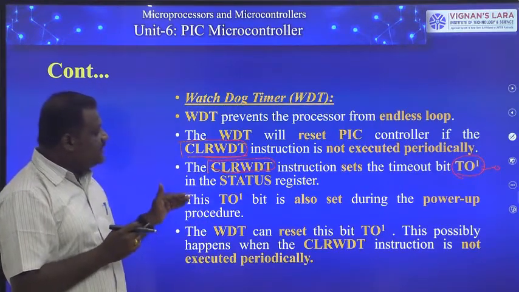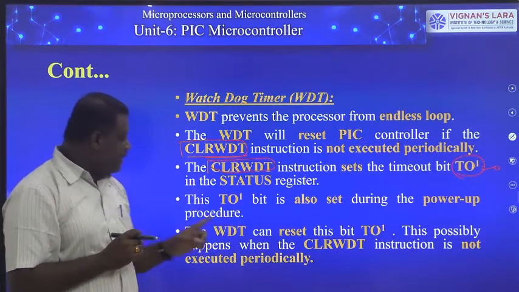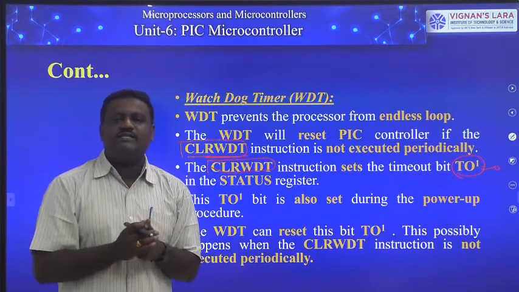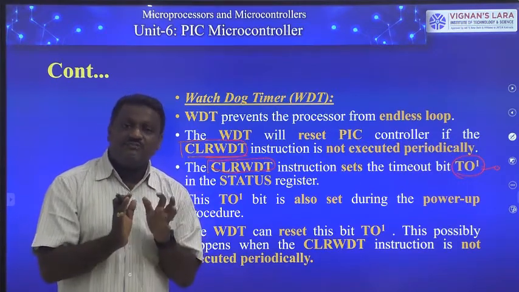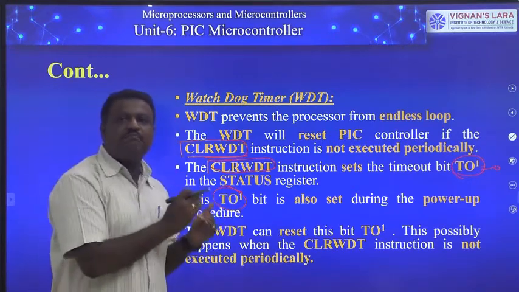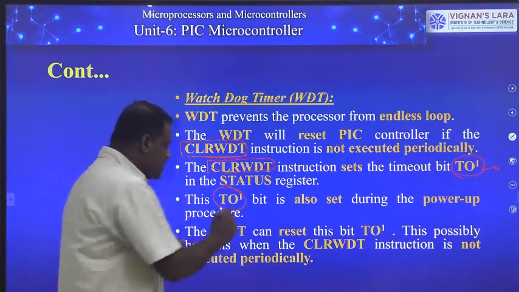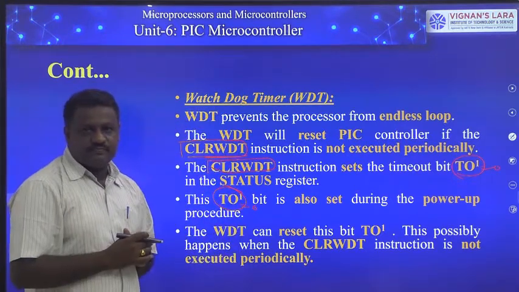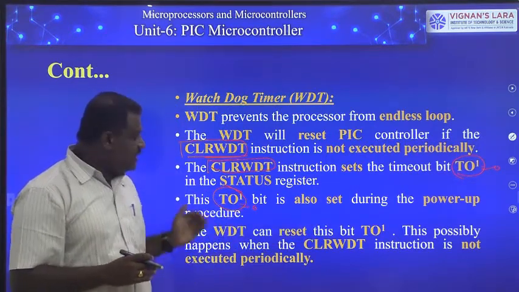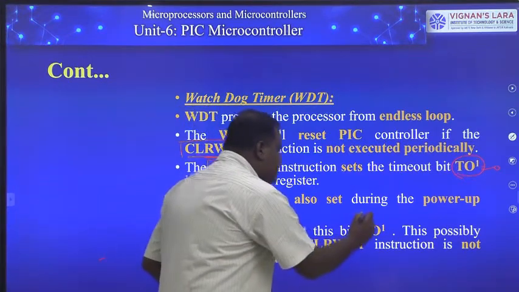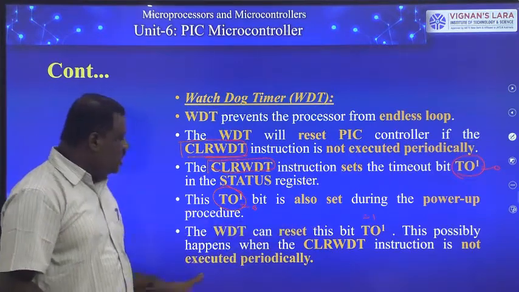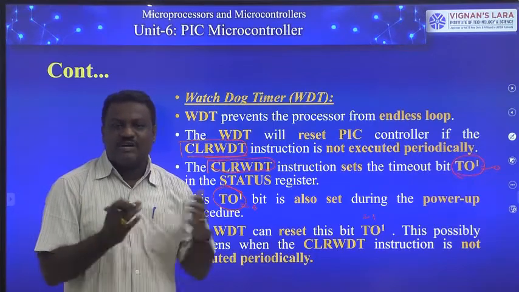Then what happens? If the TO bar bit is also set during the power up procedure, that means once you apply power to your controller, once you turn on your controller, at that time also the timeout bit, TO bar or TO prime, is automatically set. That means at this time also it makes 0. Then the WDT can reset this bit TO bar. That means it makes TO bar equal to 1. This possibly happens when the CLR-WDT instruction is not executed periodically.